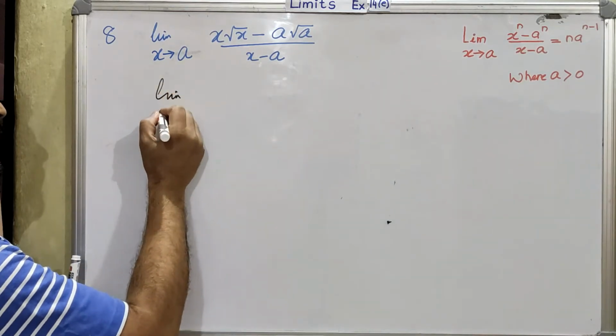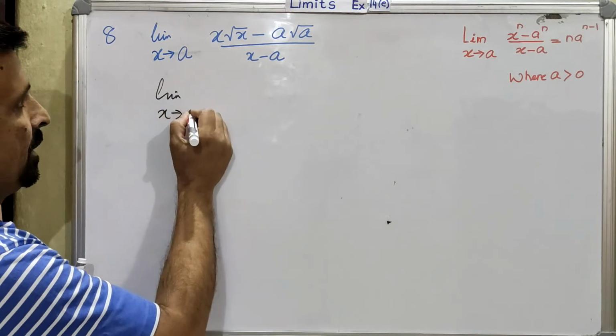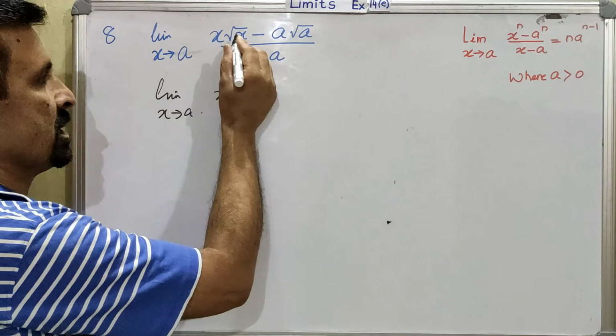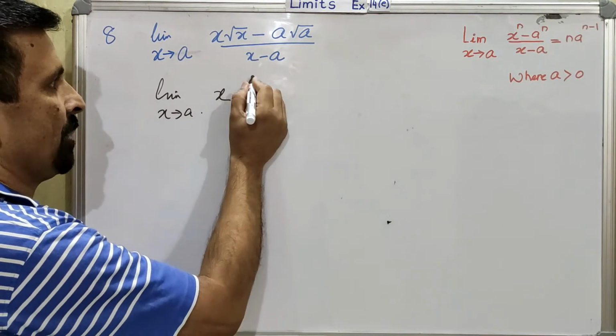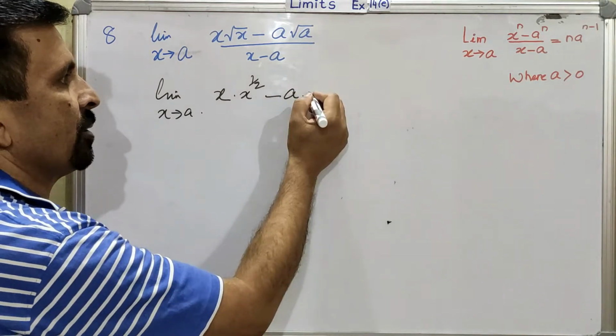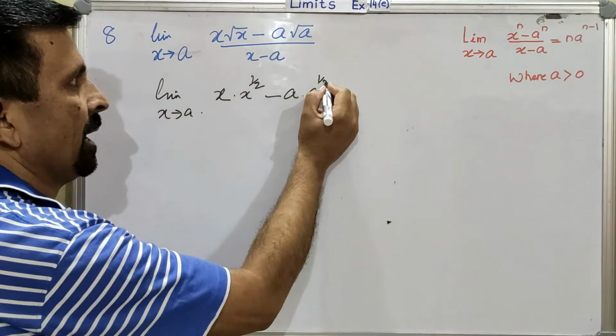Limit x tending to a. Now this is root x. Can I write this as x to the power half? No problem. Minus this is root a. This root a I can also write as a to the power half.